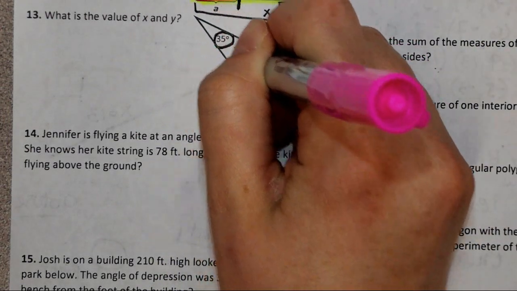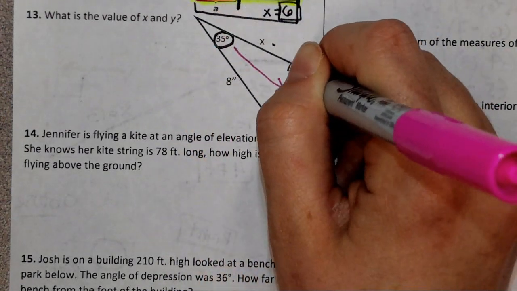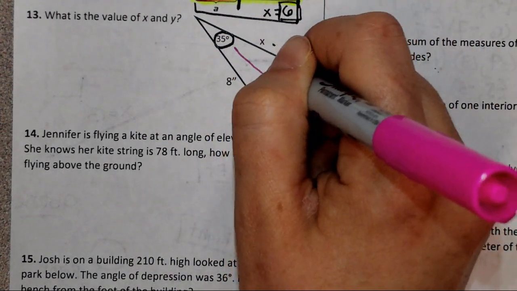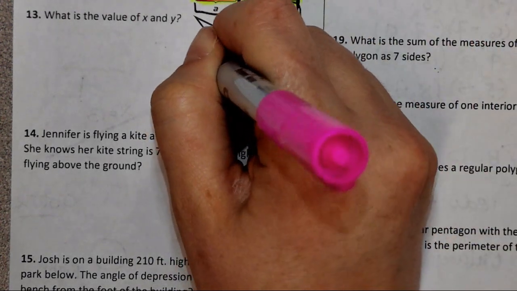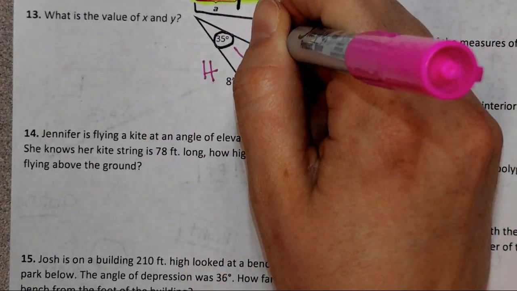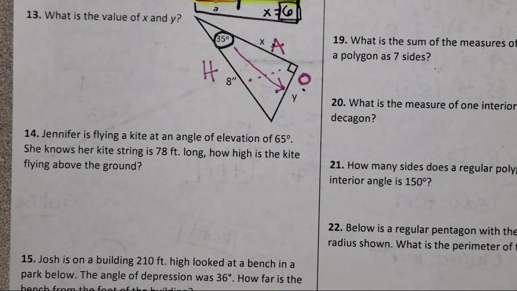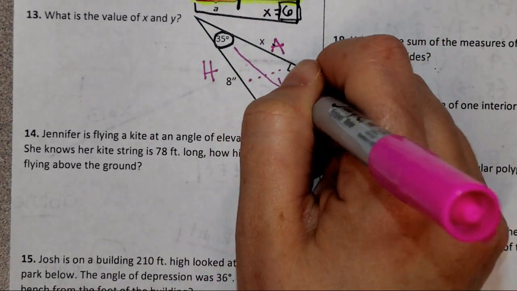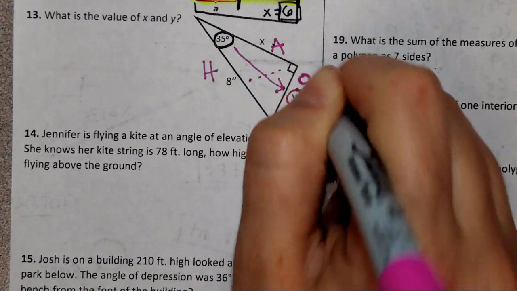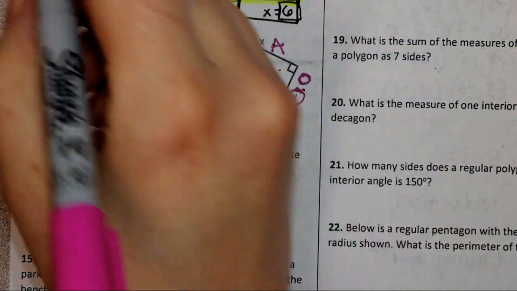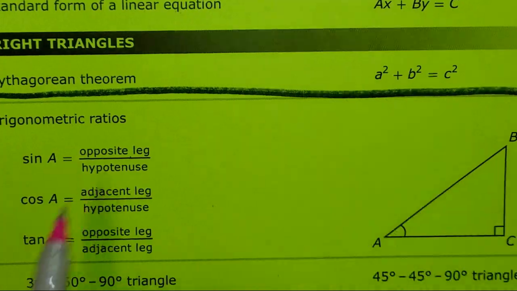Across from your angle is always your opposite side. Hypotenuse is always across from the right angle. And then the adjacent side is the one that's next to your angle. So let's say I want to solve for y first. Y is opposite. I'm given my hypotenuse. O and H means that I need to use sine, opposite and hypotenuse.